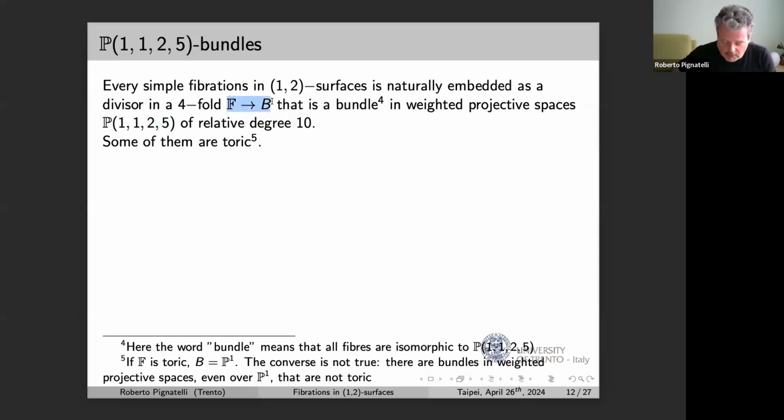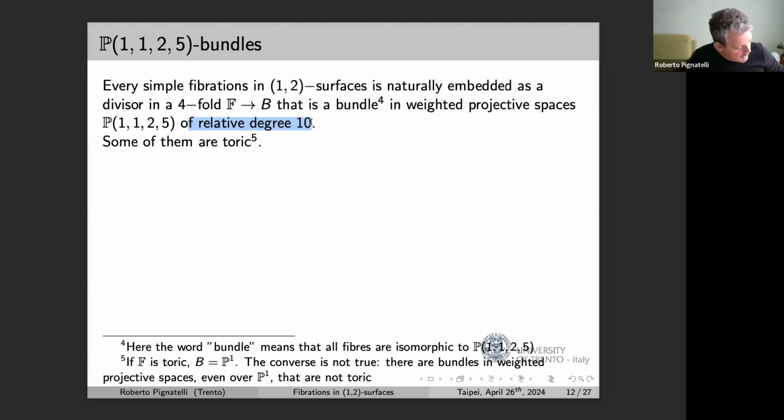So I have a fourfold fibered over B, and all fibers are pairwise isomorphic. They are all P(1,1,2,5)s. And inside each fiber, you find the fiber of the threefold, defined as a hypersurface of degree 10. So all together this allows us to describe the threefold as a divisor in a fourfold, which is much simpler because the fourfold is a bundle in weighted projective spaces.